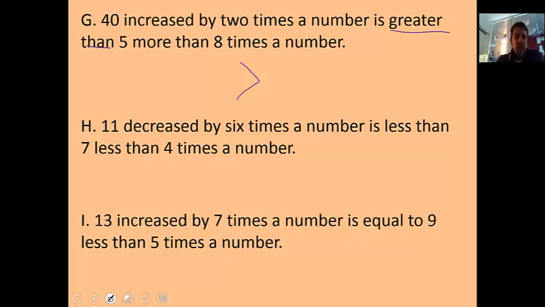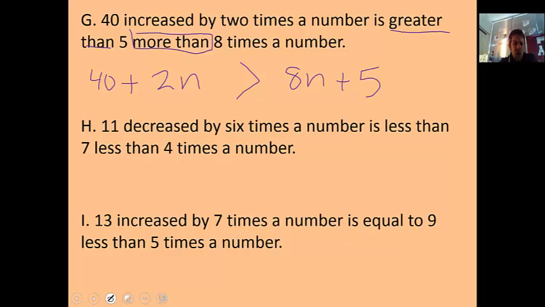So 40 increased by 2 times a number is greater than 5 more. Oh, I see the more than, so I have to be very careful. 8 times a number plus 5. I have to make sure that I switch those because of the than.